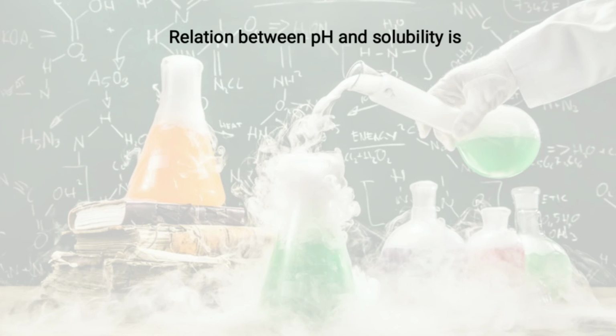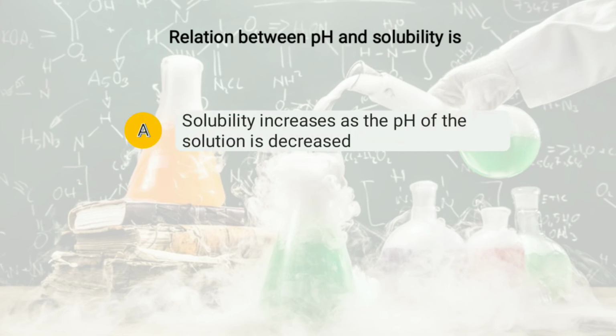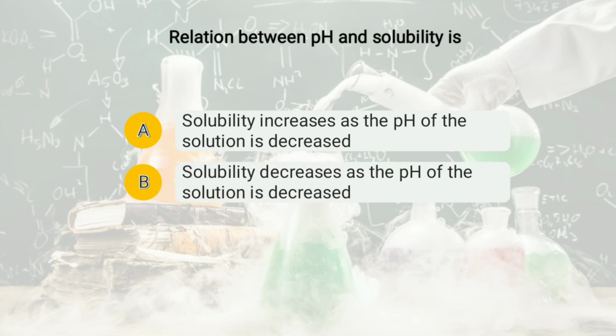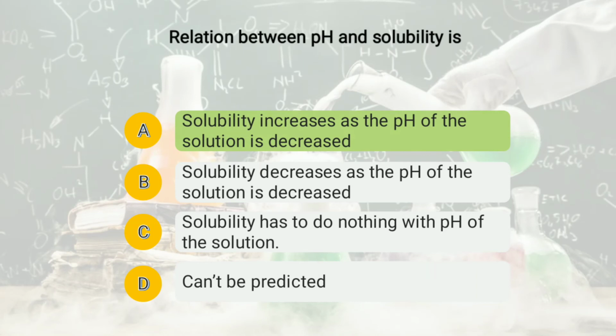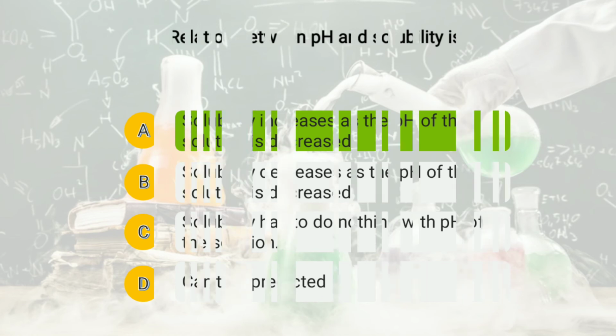The next question is: relation between pH and solubility is ______. The options given are option number A, solubility increases as the pH of solution is decreased, option number B, solubility decreases as the pH of solution is decreased, option number C, solubility has nothing to do with pH of the solution, and option number D, that is can't be predicted. The correct answer of this question is option number A, right? That is the solubility increases as the pH of solution is decreased. Moving to the next one.